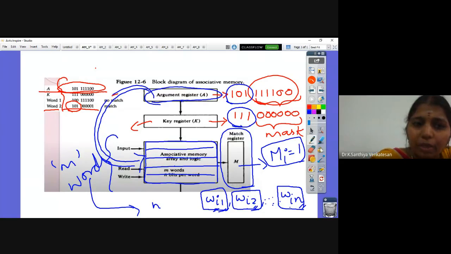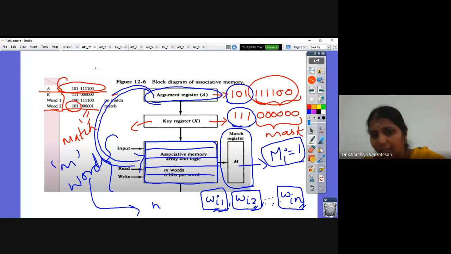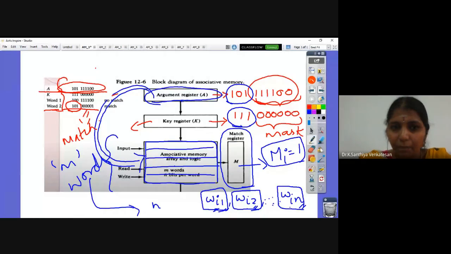Okay. So then why, ma'am, can I say that word 2 matches? How can we say that word 2 matches now? Because we have a key register. According to the key register, I'll compare only the first three bits. So for the first three bits, if I compare, then I can say that both are equal. But the match register will not do that. The match register has to compare all the rest of the bits also. So if all the rest of the bits match, then your match register will be set to 1.